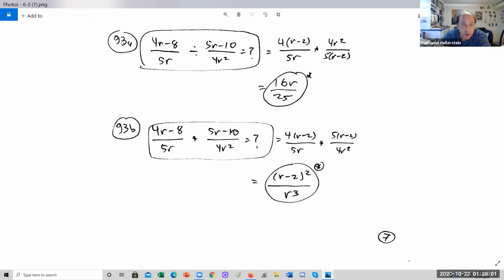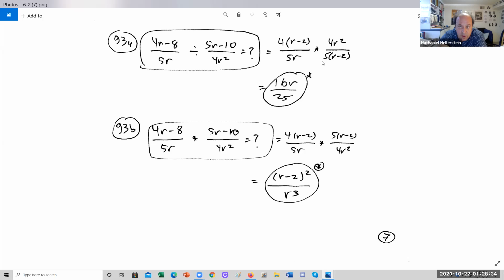All right, here we go. 93a and b has us dividing two fractions and multiplying two fractions. So this one, we flip this upside down. 4 times r minus 2 over 5r times the reciprocal, 4r squared in the numerator, 5 times r minus 2 in the denominator. The r minus 2's cancel. One of the r's cancels. Left with 4 times 4 is 16 times r over 25, 5 times 5.